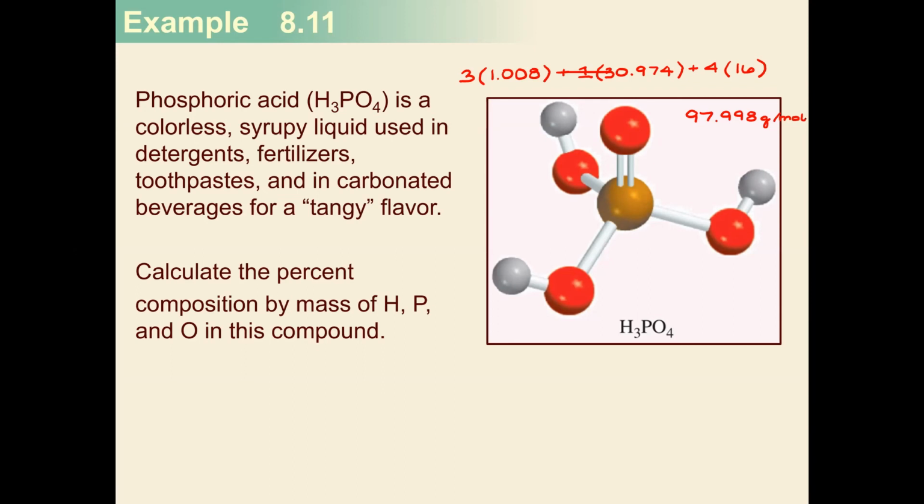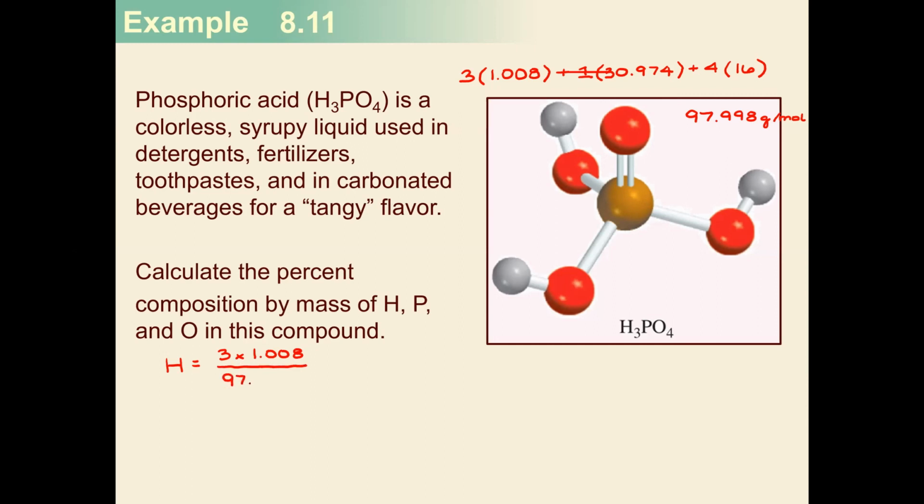So let us go ahead and start with our hydrogen. So we have our hydrogen, and you will notice that we have 3 of those. So we are going to do 3 times my 1.008 grams and divide that by our total molar mass of the compound.